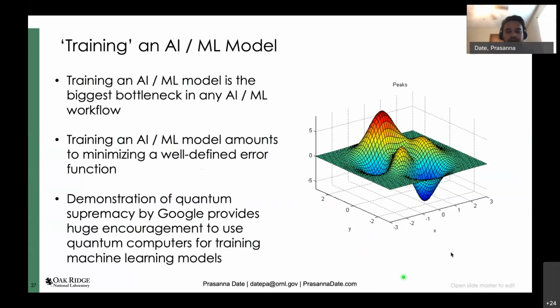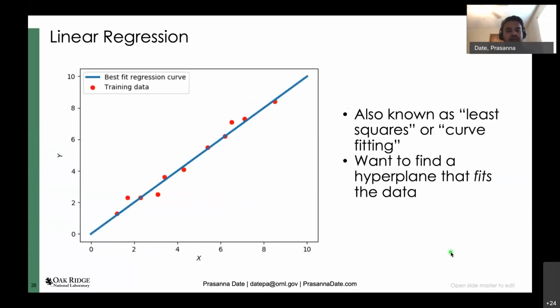Okay, so let's get into linear regression. I'm guessing you have seen this problem at some point in your life. It is the most widely used statistical technique, and it is widely used in scientific literature as well. The linear regression problem is also known as the least squares or the curve fitting problem.